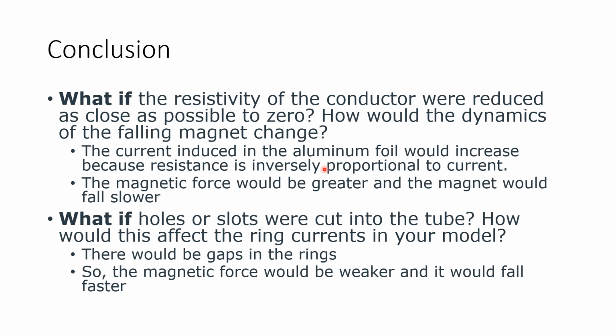Finally, the conclusion. What if the resistivity of a conductor were reduced as close to 0 as possible? How would the dynamics of the falling magnet change? If we reduce the resistivity, the current would be able to be equal to that of the EMF produced by the falling magnet. The current induced on the aluminum foil would increase because current and resistivity are inversely proportional. So reduce the resistivity, increase the current. Then the magnetic force would be greater, and the magnet would fall slower.